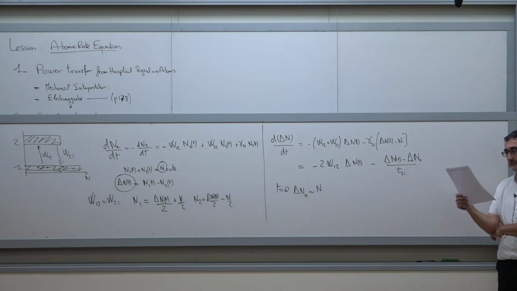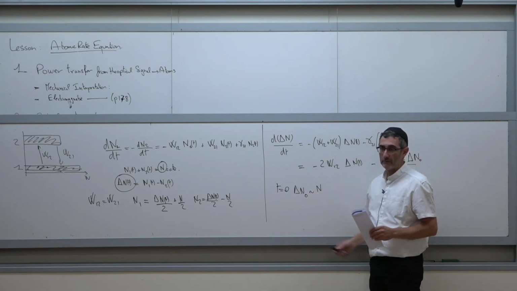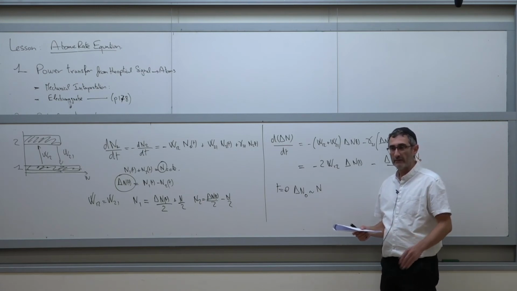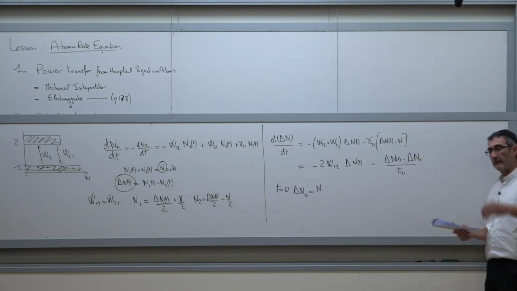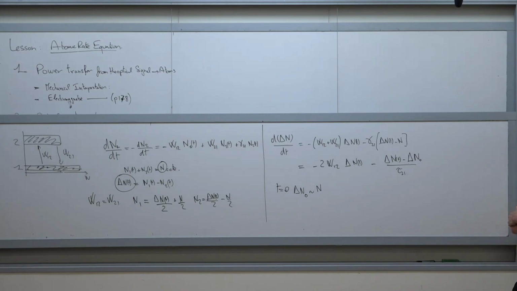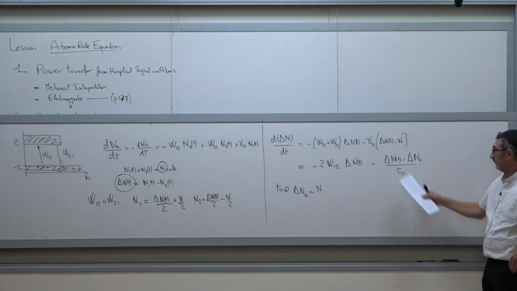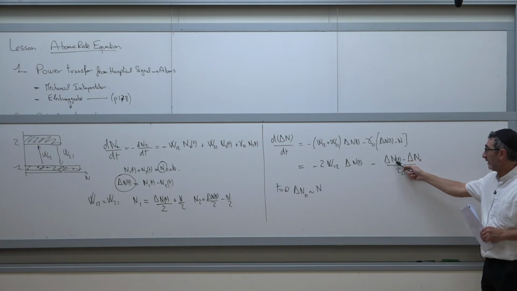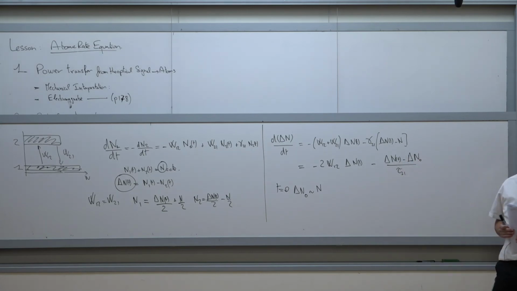Let's say that you start with all the population at level 1 and almost nothing at level 2. Now let's say the system is excited. You excite your atoms with a lot of atoms in the higher level, and you let the system relax by itself. What will happen is that it will relax back to the initial condition.